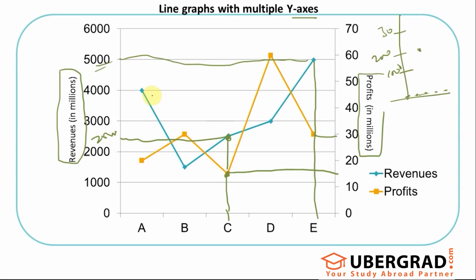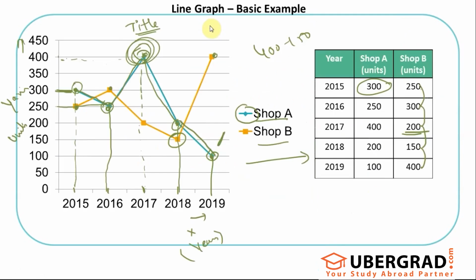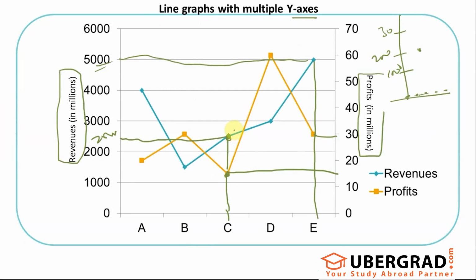So these graphs are a slight variant of the line graphs. We were talking about two variables, like shop A and shop B sales. If the question was only talking about shop A, I would have drawn only one line graph. You might see two line graphs. A slight variant of that is this, where I see two variables like revenues and profits. Moreover, they are of two different scales. That's why I have to show two different y-axes.